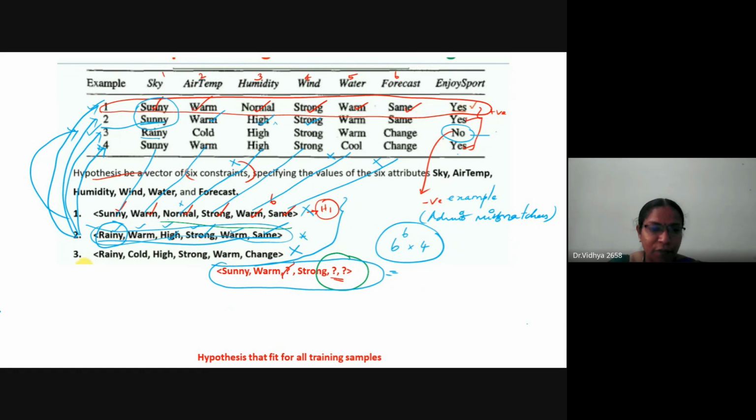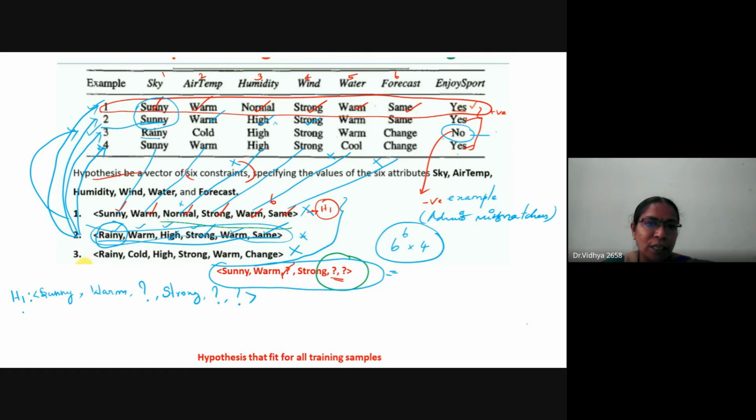For example, here we have taken the suitable hypothesis as follows. One is sunny, then another attribute is warm, then the third attribute is question mark, and the fourth attribute is strong. Okay, and the fifth one is question mark, comma, question mark, like that we are having. Okay, so let us compare this particular hypothesis. Consider this as hypothesis 1.